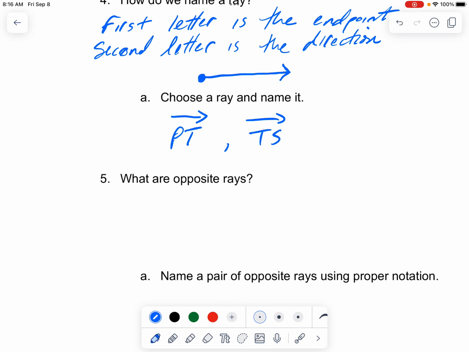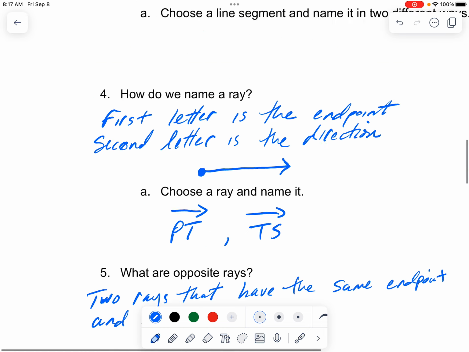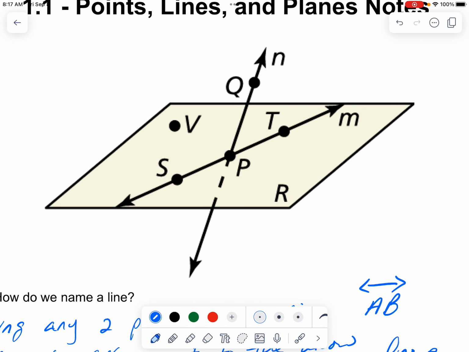Opposite rays. So opposite rays are two rays that have the same endpoint, and we say that they form a line, meaning that when I put these two rays together, they form a complete and straight line so that it extends in both directions forever, and they share the same endpoint. So let's look at what those might be. There's only one example on here, so this might be a good point to pause and try to figure out what that example is.